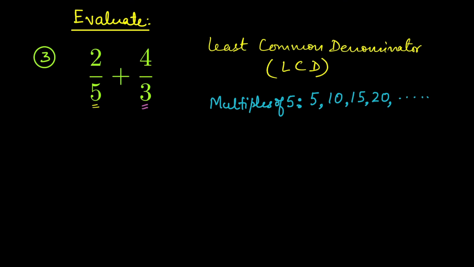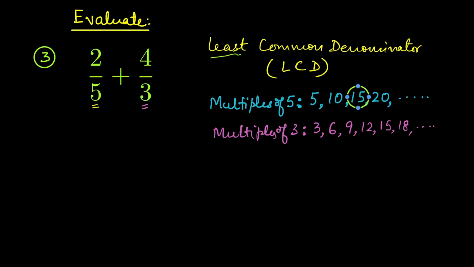Now the second denominator is 3, so we write multiples of 3. 3 times 1 is 3, 3 times 2 is 6, 3 times 3 is 9, 3 times 4 is 12, 3 times 5 is 15, 3 times 6 is 18, and so on. Now we look for the least common. We can see 15 is common in both. 5 and 10 are not there, so 15 is the least number common to both.